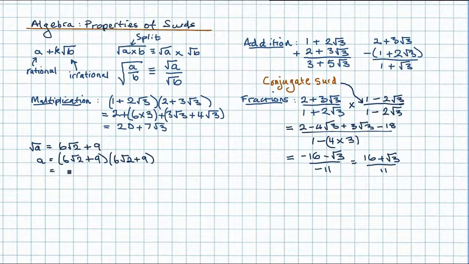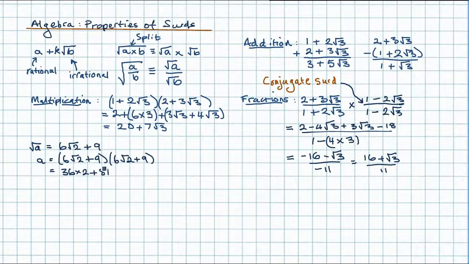Let's start with the first. So we've got 6 times 6, this is 36. Root 2 times root 2 is just 2. And the last, 9 times 9, 81. So that's the rational part of our surdic quantity.